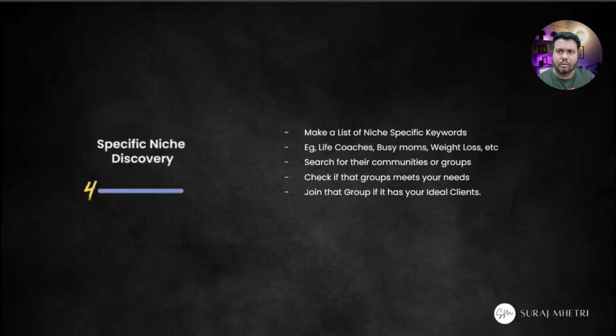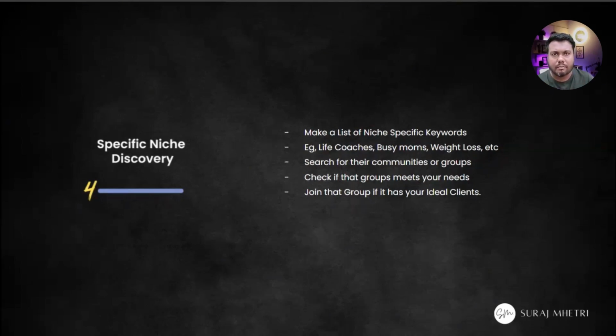And then moving on to the fourth one, which is the specific niche discovery method. Again, it is a simple one. You have to make a list of the niche specific keywords and search on the Facebook search box for those groups. For example, you can write niche related words like life coaches, busy moms, weight loss, whatever is related to the identity of your ideal client, your target audience, your market, their desires, their wants, the problems they face. So list down all those things and search for them.